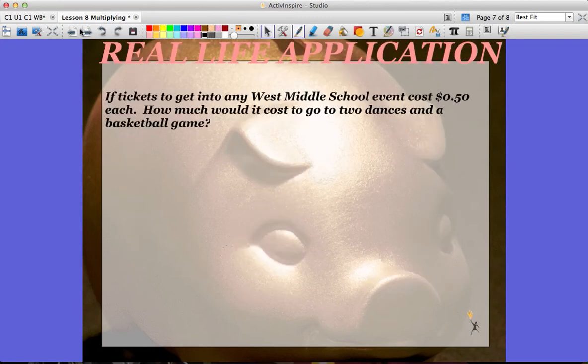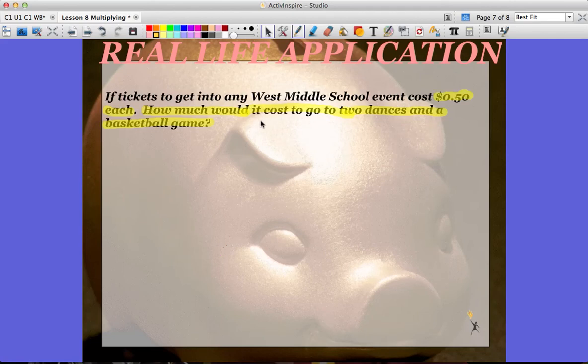The last problem we're going to try is our word problem. Again, we're going to go through, read it, pull out that important information. So if tickets to get into any West Middle School event cost 50 cents each, how much would it cost to go to 2 dances and a basketball game? In this case, it's important to know that it's 50 cents each, and how much it would cost to go to 2 dances and a basketball game.